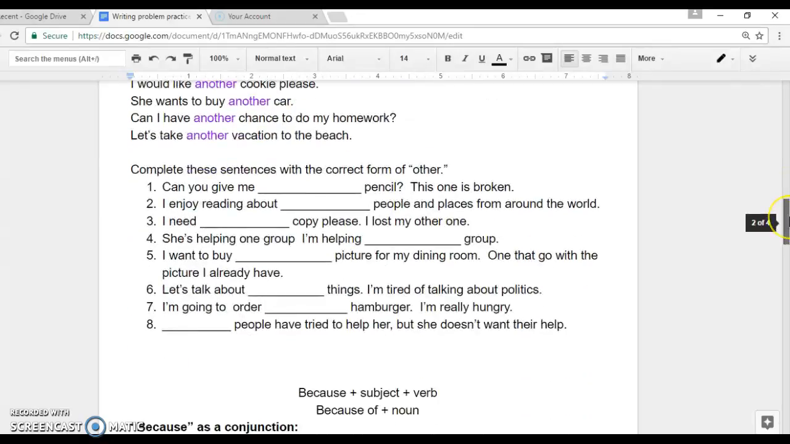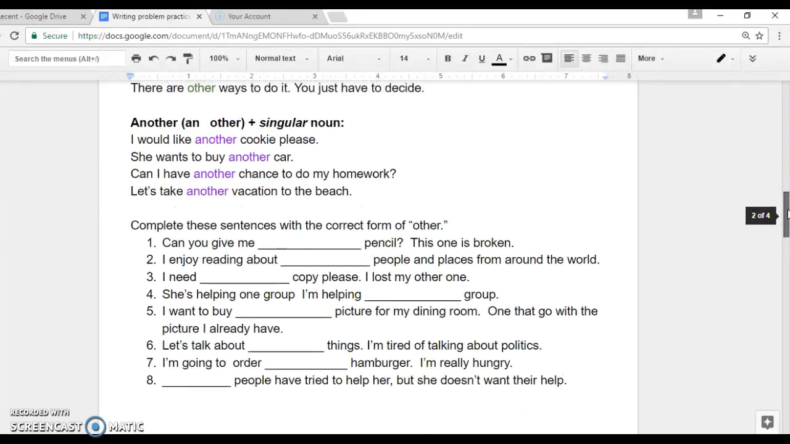So what I would like you to do here is complete these sentences using either other or another. In all cases, these are non-specific nouns that we are modifying. And if it's plural, you're going to use other. And if it's singular, you're going to use another. Okay, I'll give you a chance to do those. And again, then we'll come back to the next point.